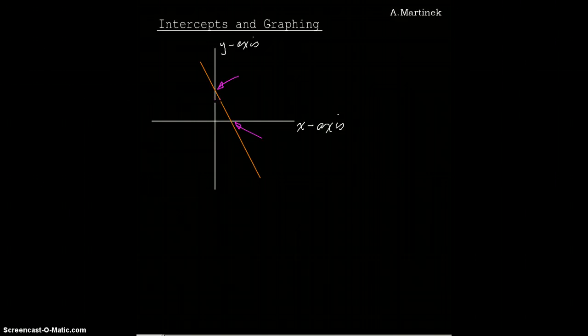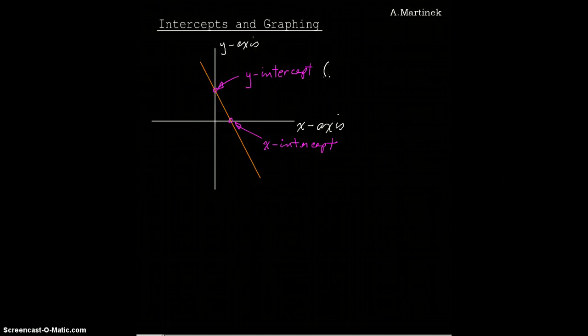Where the line intersects the y-axis, we call this, wow, what a surprise, the y-intercept. And likewise, where it crosses the x-axis, we call this the x-intercept. One other thing to notice is that these are points. At the y-intercept there's a point right here where it crosses, and at the x-intercept there's also a point where it crosses. So because there's a point, there's an x and y coordinate that goes with that.